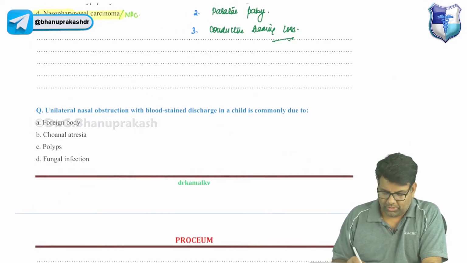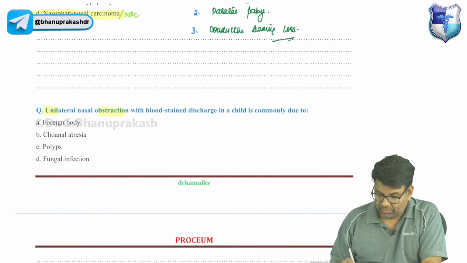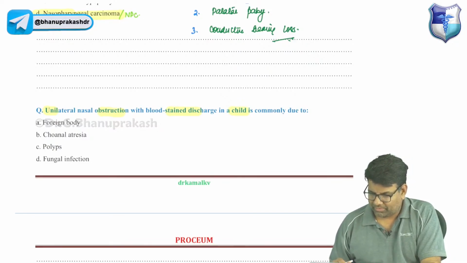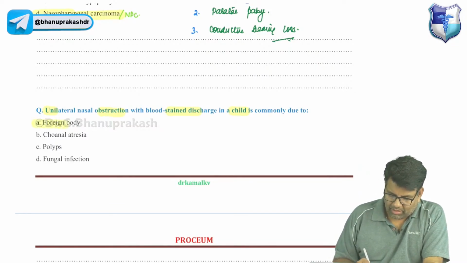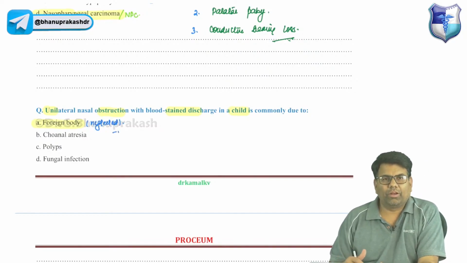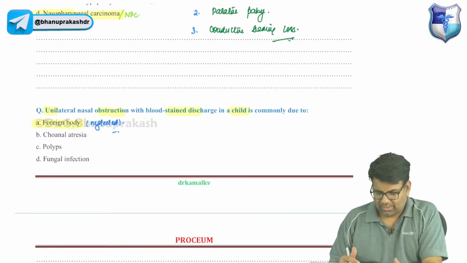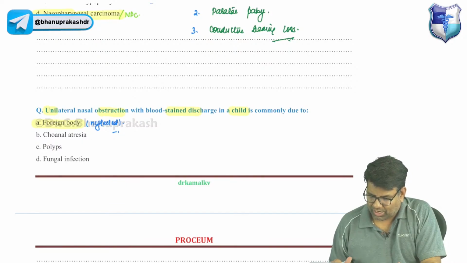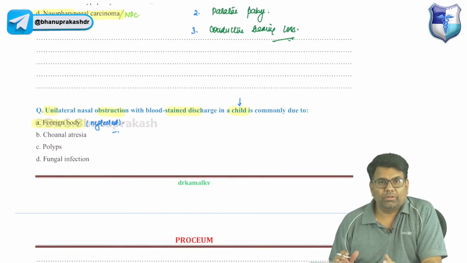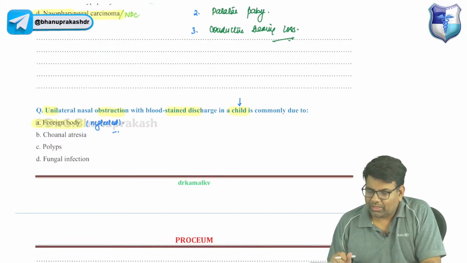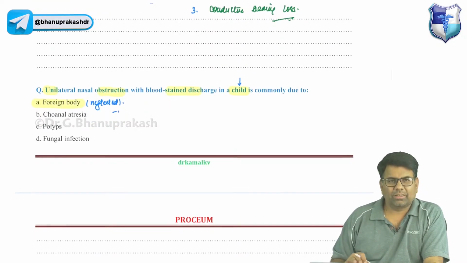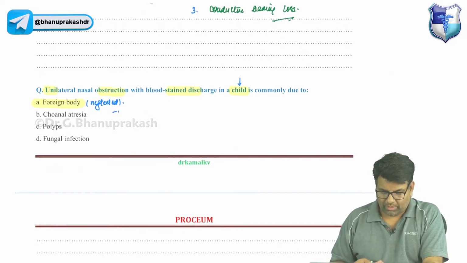Then moving ahead to another question: unilateral nasal obstruction with blood stained discharge in a child. Any idea what this is? Yes, Raghu, you are absolutely right. If in a child you have this kind of history, then it suggests there is a neglected foreign body. So a neglected foreign body will have this kind of presentation, unilateral nasal obstruction with blood stained discharge. For a child, always remember neglected foreign body. Yes, foul smelling. Very good. So this is a typical presentation for neglected foreign body in a child.